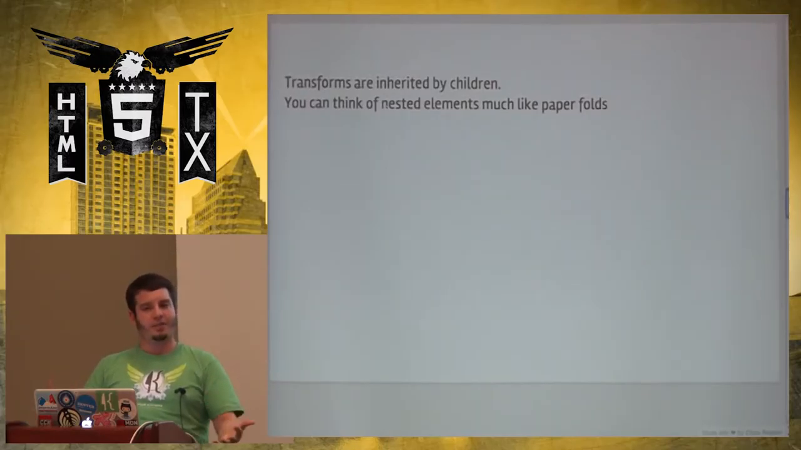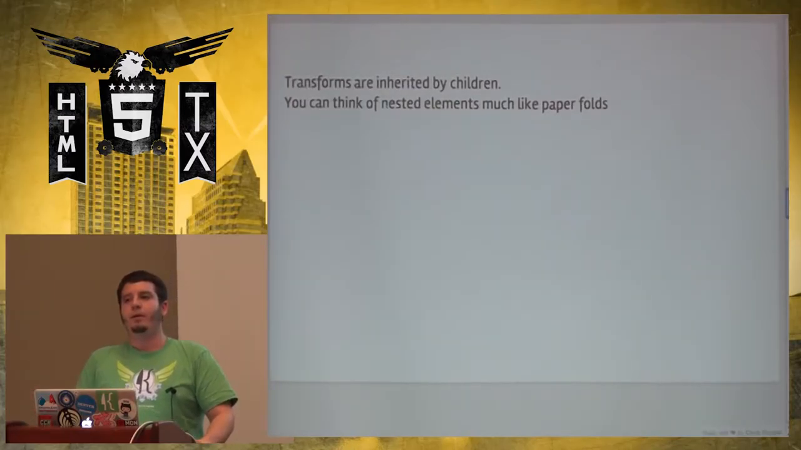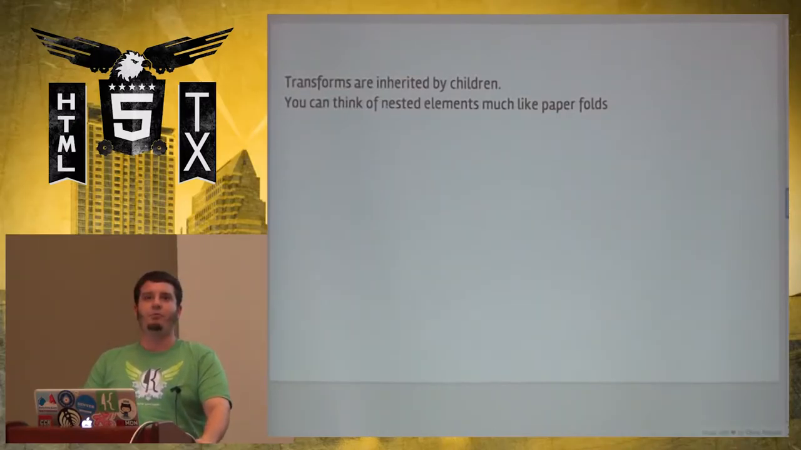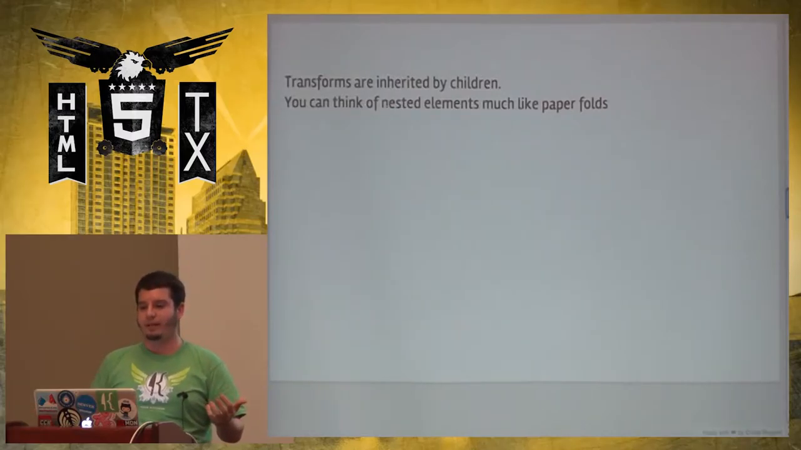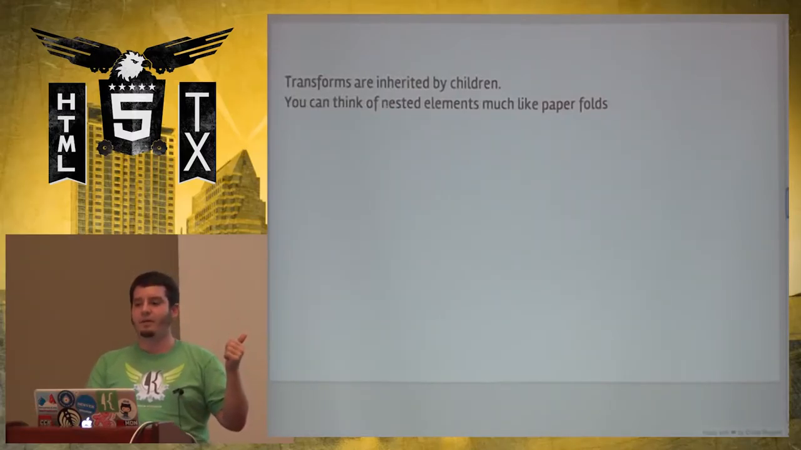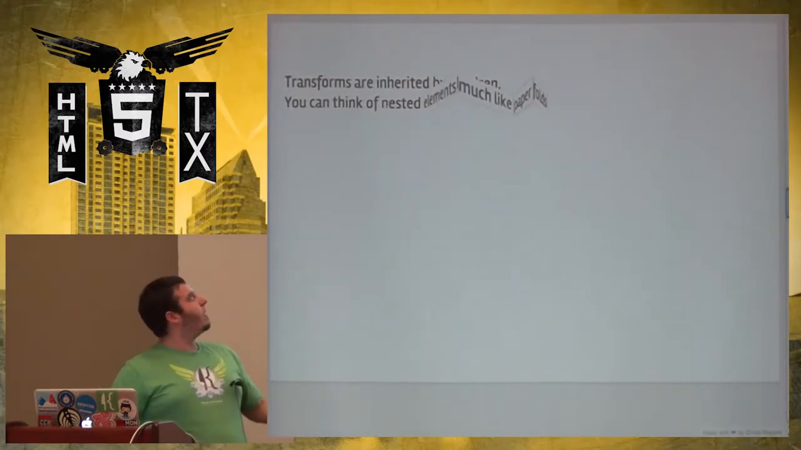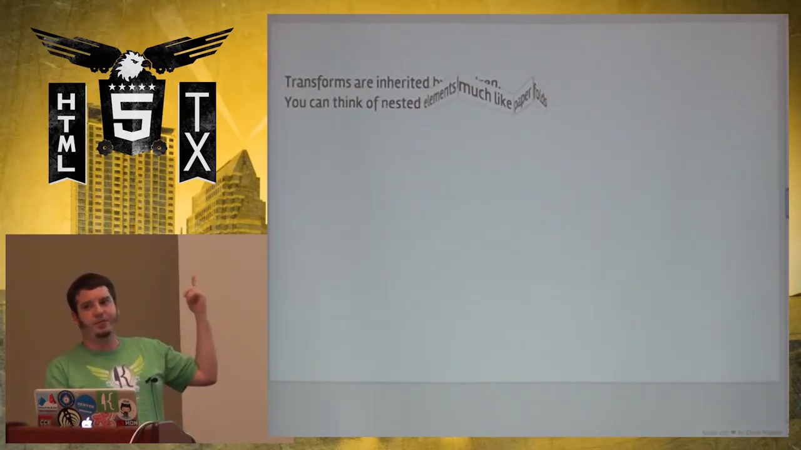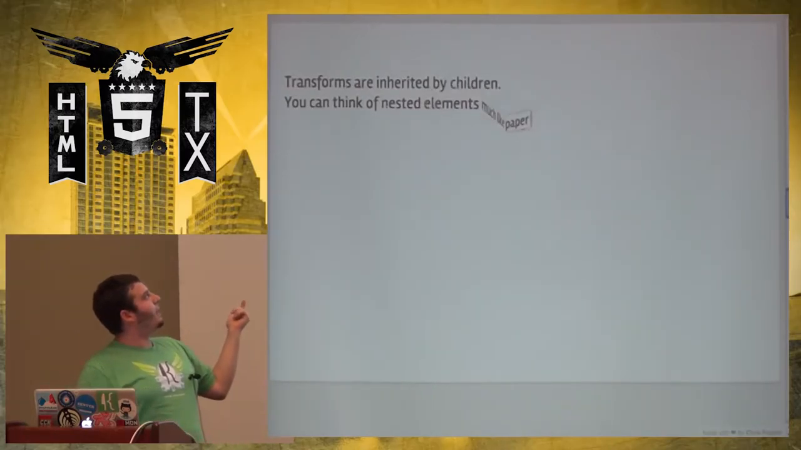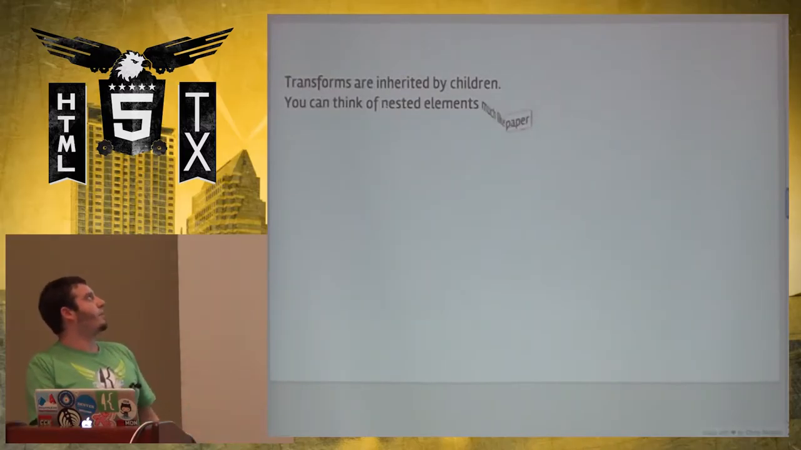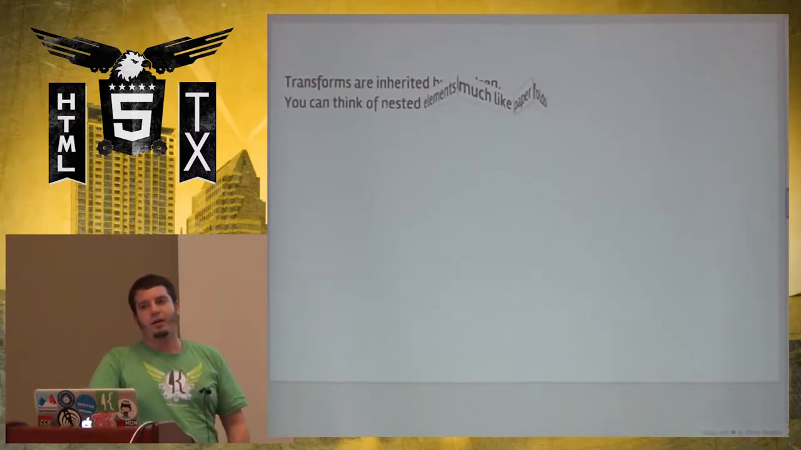So a really awesome thing about transforms is, just like all other CSS properties, they're inherited by children. So this lends a very real-world aspect to the transforms if you set your markup up correctly. You can think of them a lot like paper folds. I've just got a bunch of spans in this sentence, but it allows me to bend and shape these words. This is the most basic example.